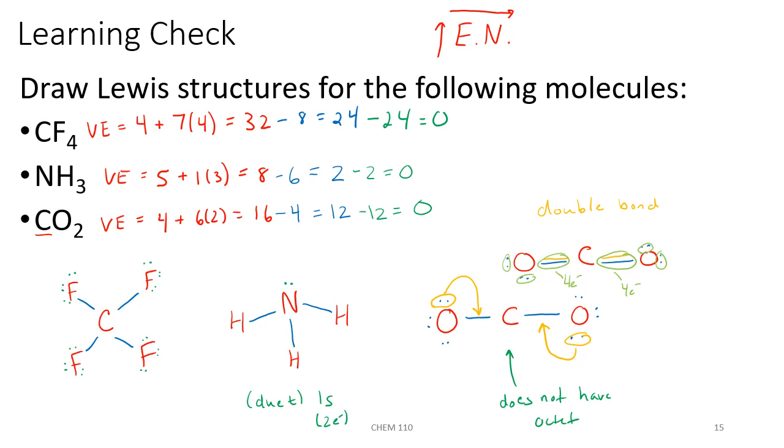So everybody's happy. So if I redraw our structure so we can see it, we would have this for carbon dioxide. So we only make multiple bonds if we run out of electrons at the end and not everybody has an octet.